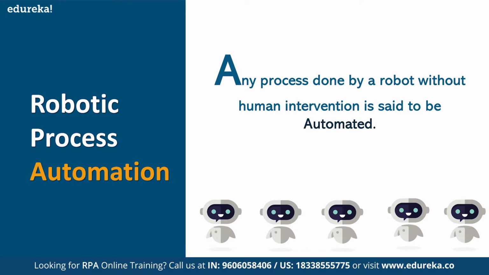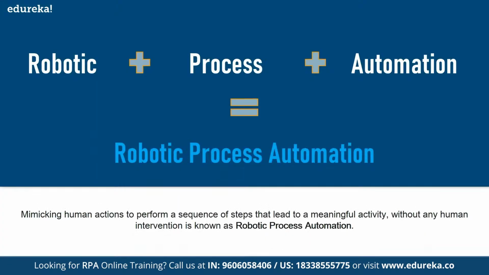So putting all together, robotic process automation: mimicking human actions to perform a meaningful activity without humans is called robotic process automation.